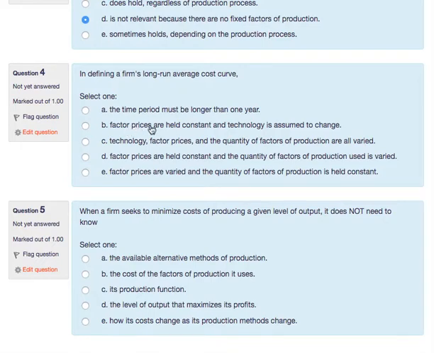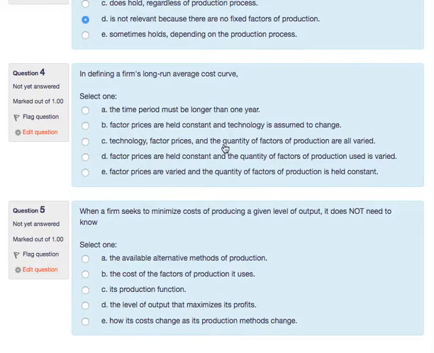So factor prices are held constant and technology is assumed to change. That is false. Even though over time we assume technology to change, we see this long run as having absolute flexibility on all factors of production. But if technology triples over, like, 2 years' time, that LRAC curve will not be at the same place. The cost per unit will not be at the same place if ever we have this massive boost in technology. So technology is assumed to be fixed. And if we were to change it, the LRAC curve would have to move.